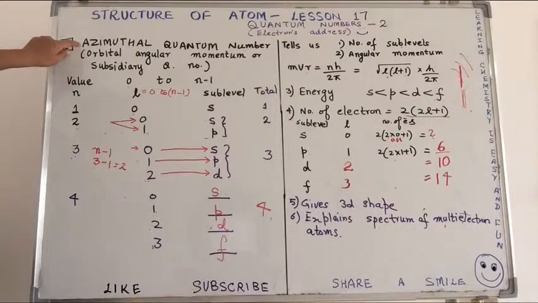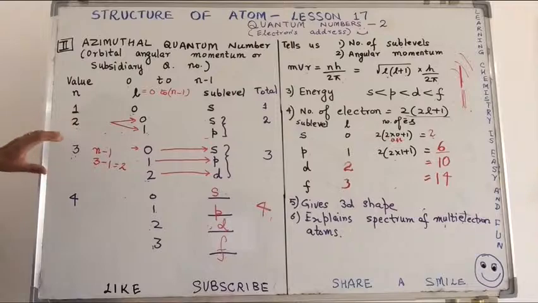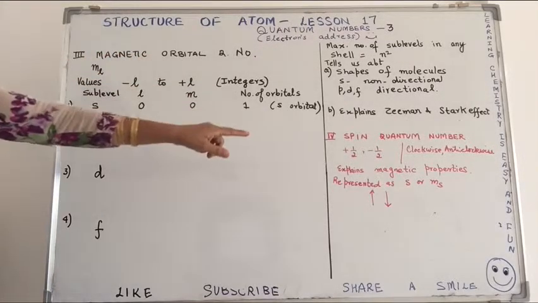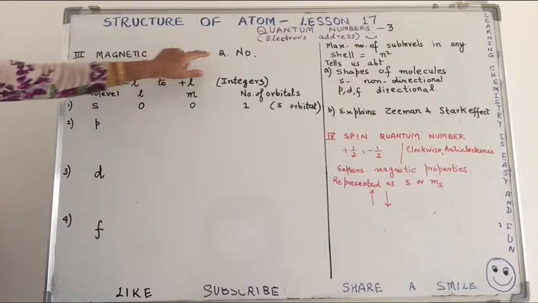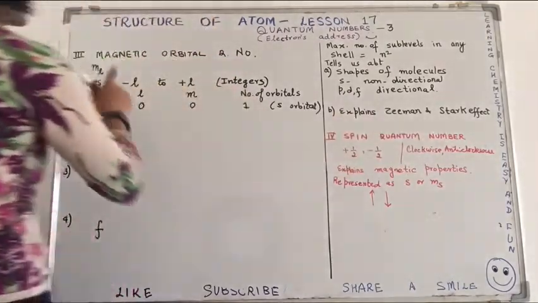We shall now go on to the third quantum number, called the magnetic quantum number. Please don't lose track, and keep a notebook and pencil in your hand for further calculations. Let us now talk about the other two quantum numbers: the magnetic orbital quantum number and the spin quantum number.